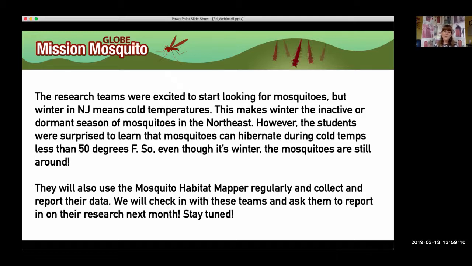They are using the mosquito habitat mapper regularly and collecting and reporting their data. And we'll be checking in with them and other teams next month and asking them to share some of the results of their data, because they will by then have submitted their science projects, or just about be ready to be submitting their science projects, to the International Virtual Science Symposium.